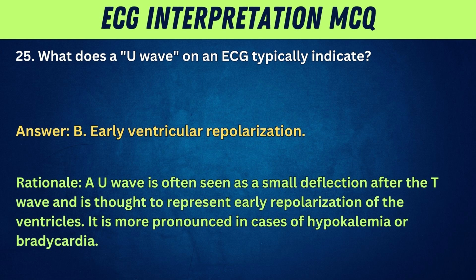Rationale: a U wave is often seen as a small deflection after the T wave and is thought to represent early repolarization of the ventricles. It is more pronounced in cases of hypokalemia or bradycardia.